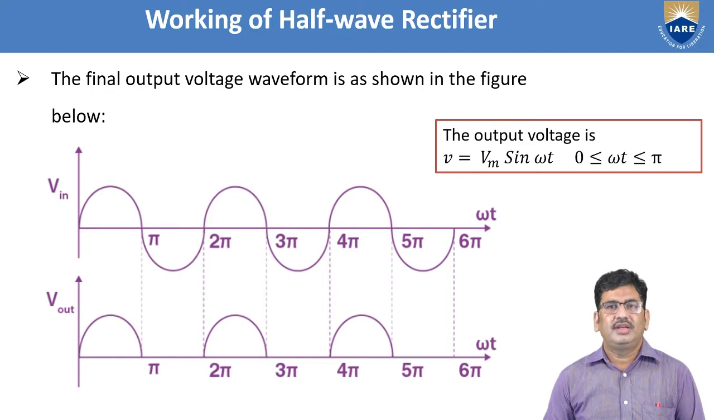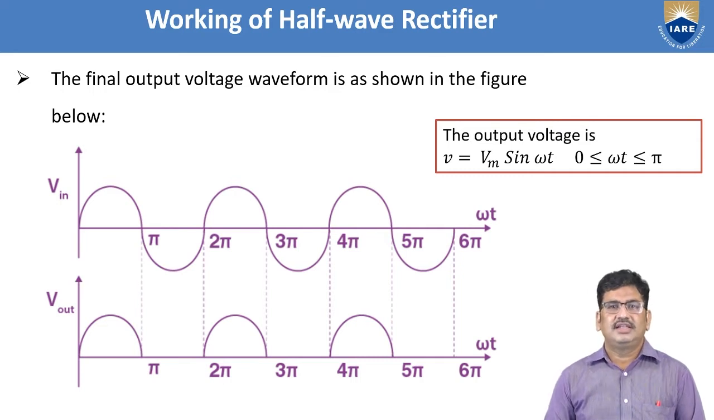So the input Vin, multiple cycles we are considering, on the x-axis omega t and on the y-axis the voltage Vin. So it has a period of 0 to 2 pi. In the output, during the positive half cycle, the diode is conducting. So we get the output for 0 to pi. During pi to 2 pi, the diode is in reverse bias and no current is flowing through the resistance R, which causes a voltage drop across the resistance equivalent to 0 during the duration pi to 2 pi.